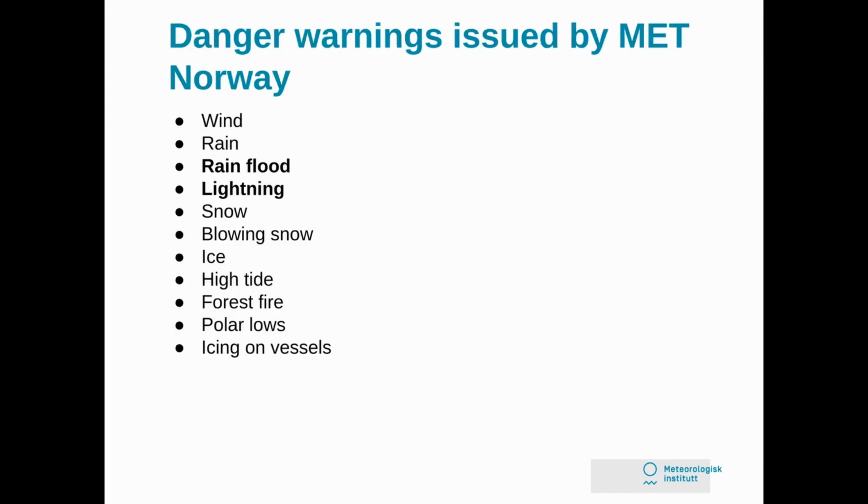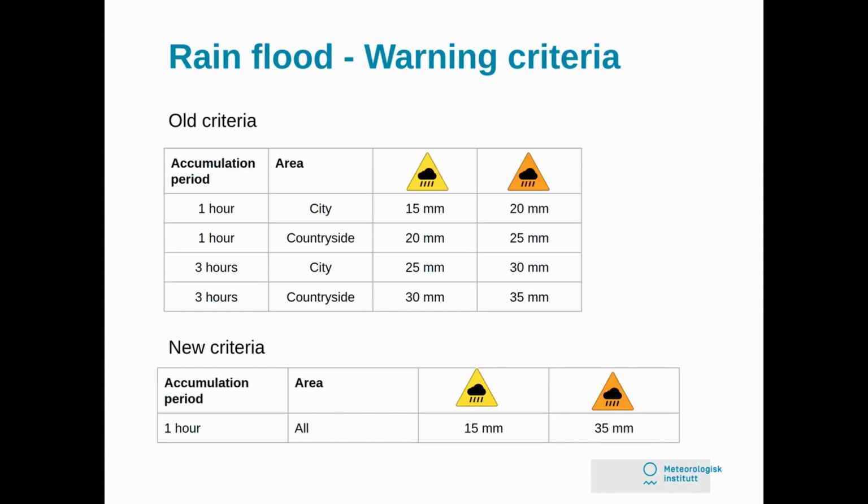So let's start with the danger warnings that we issue in Met Norway. There's a long list of them, but today the focus is going to be on rain, flood, and lightning, since they are the ones that we use nowcasting the most for these danger warnings. So I'll start to talk a bit about rain, flood, and our warning criteria for these warnings.